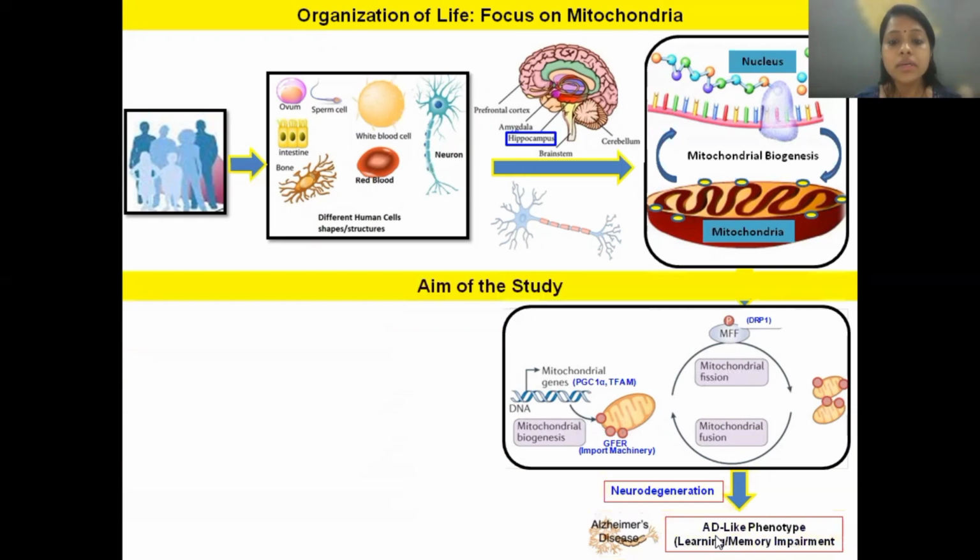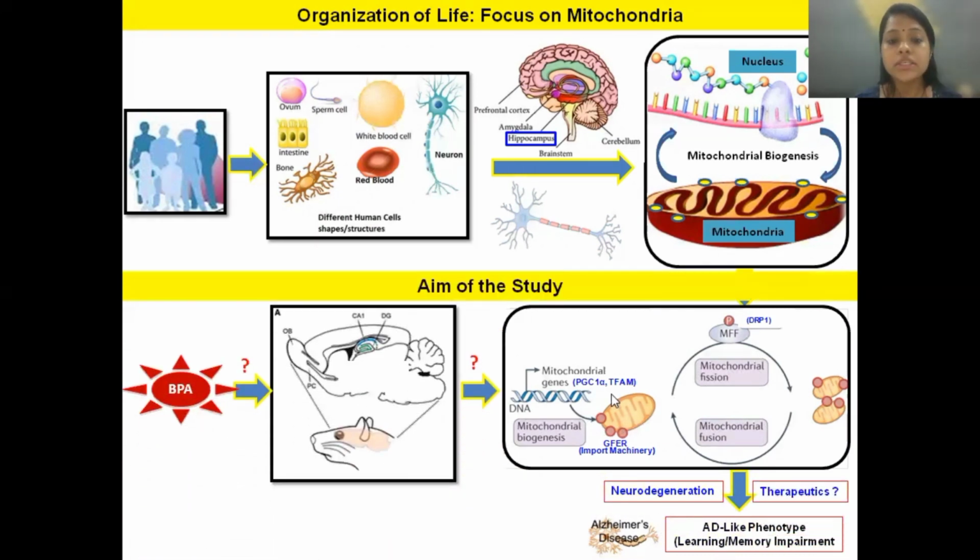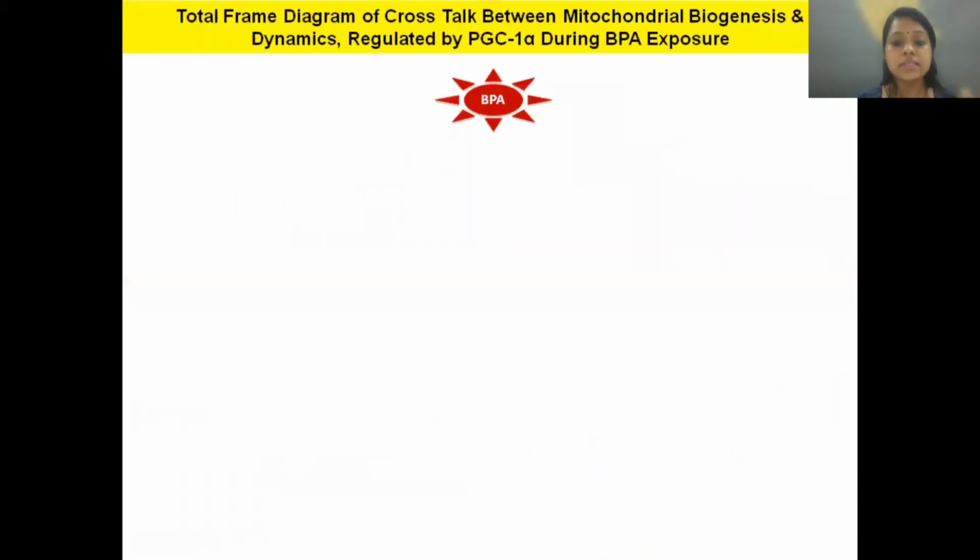And what is the aim of our study? That is how these processes are impacted by BPA exposure in the rat hippocampus, which causes neurodegeneration, and how a therapeutic approach can be effective against this BPA exposure.